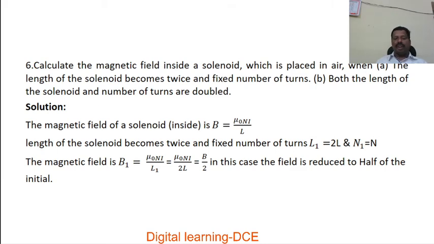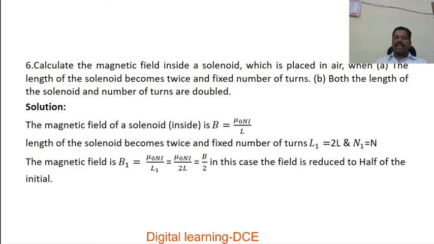The magnetic field of a solenoid well inside, that is the midpoint of the solenoid, is given by B equal to mu naught N I by L, where capital N is the total number of turns in the solenoid, L is the length of the solenoid, I is the current flowing through the solenoid windings, and mu naught is the free space permeability.